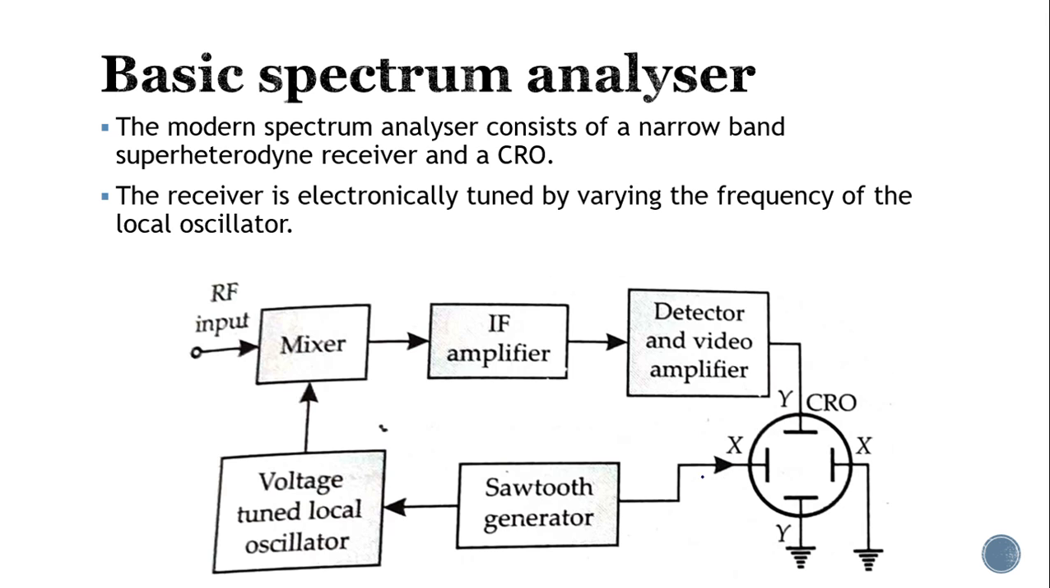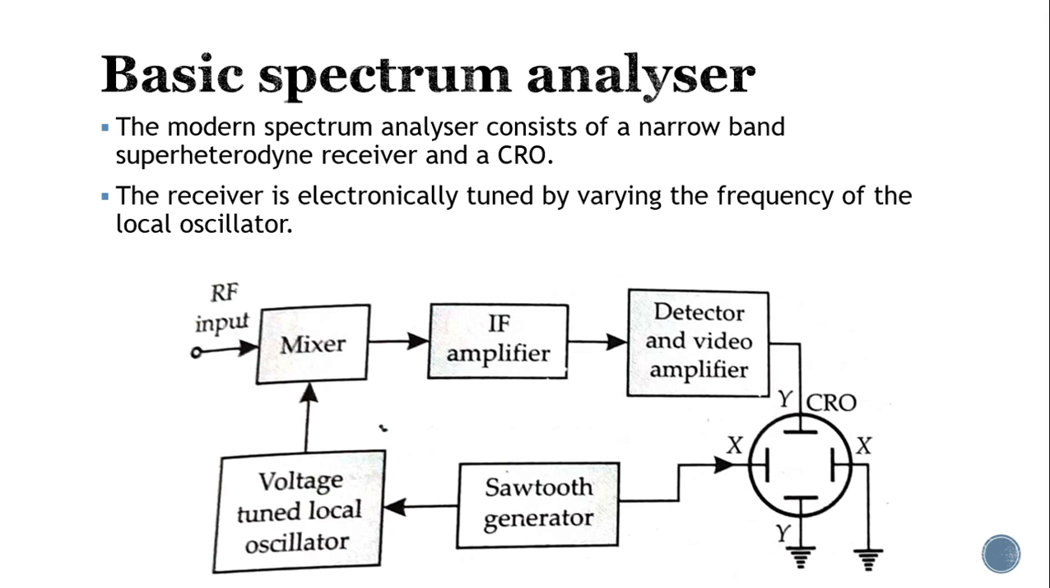So the frequency is being set on the horizontal plate of the CRO, and you are giving your radio frequency input to the mixer, where the mixing takes place between the input and the signal obtained from the local oscillator, and this will give you an intermediate frequency. Intermediate frequency is called IF. So you are getting an intermediate frequency, and this is amplified, detected, and provided to the vertical plates of the CRO. Your vertical plates are giving you the amplitude or magnitude of the particular waveform, and you can see over here it is plotted against frequency.